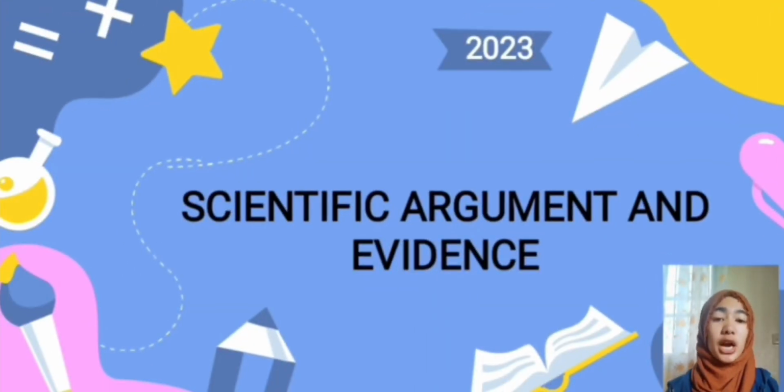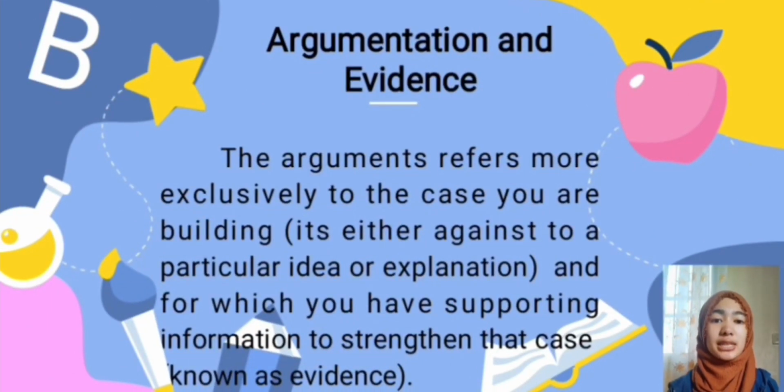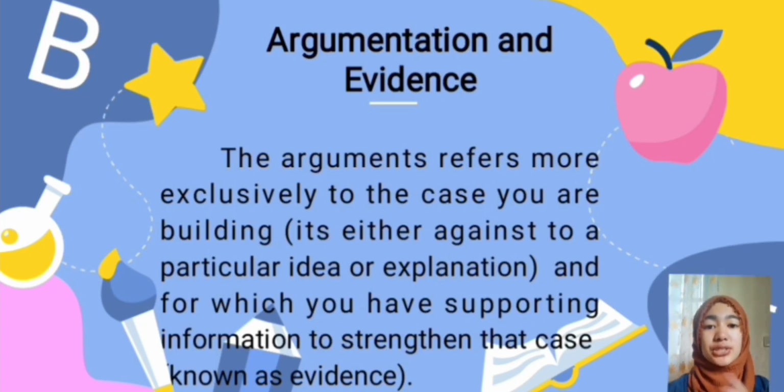Moving on to scientific argument and evidence. We often envision argument as a disagreement between two or more parties. However, in scientific writing, argument refers more exclusively to the case you are building. It is either against a particular idea or an explanation for which you have supporting information or evidence to strengthen your claim. Your evidence is drawn from the data that you collected or gathered from your experiment and observation, supported by citations from related studies to justify and strengthen your claim.